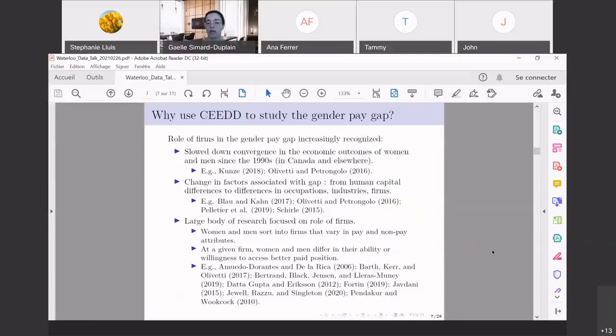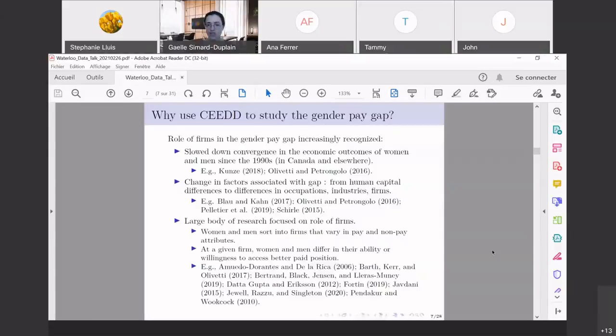At the same time, the factors that are associated with the gender pay gap have changed over time. So there was a time when differences in productivity characteristics like education or experience accounted for a large part of the gap. It's not so true today, right? So women have made lots of gains in terms of human capital relative to men. And so the things that account for the gap nowadays are more in the order of industries and occupations and firms. And so there's a large and growing body of research that has looked at the role of firms all over the world in the gender pay gap.